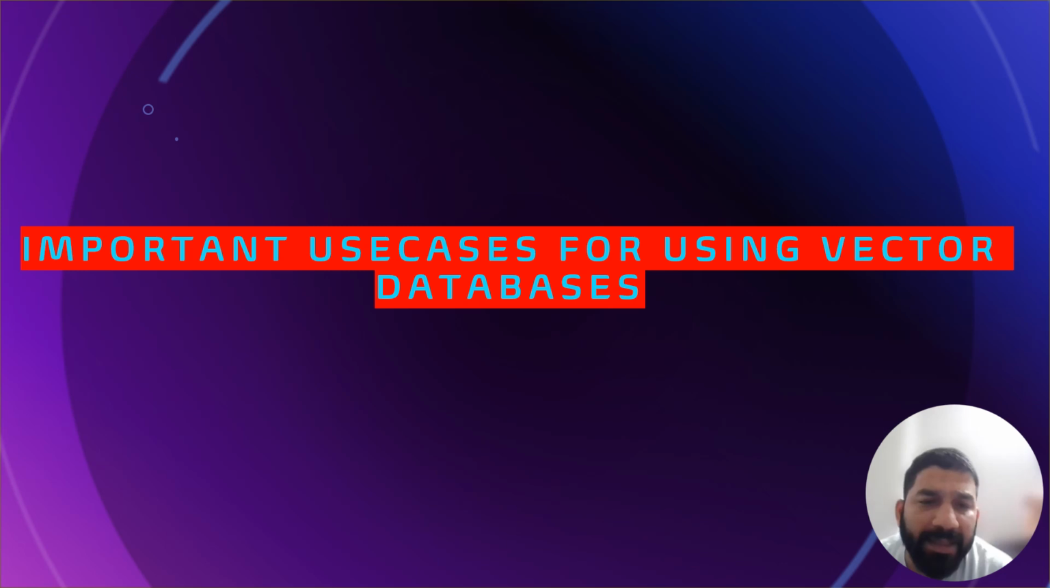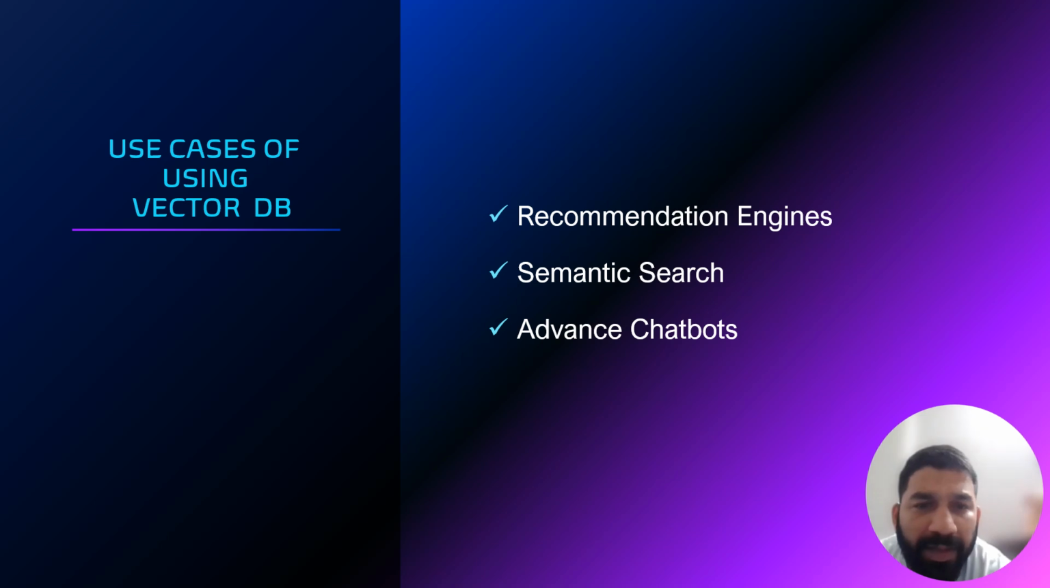So let's discuss the important use cases for using the vector databases. So here is the list of use cases of using the vector DB. The first is recommendation engines, second is semantic search, and third is advanced chatbots. So everywhere where you think of huge volume of data and you can think of searching or matching on that kind of data, in such scenarios, vector databases will be mostly used.